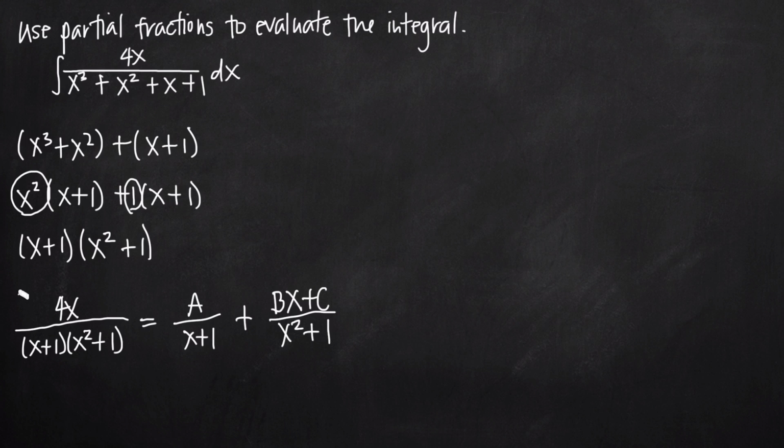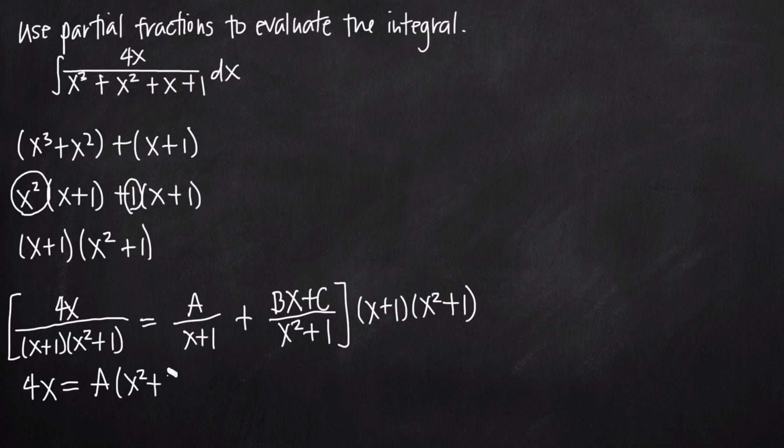Now we're going to multiply both sides of this equation, this entire equation, by the denominator from the left-hand side. So we're going to multiply by x plus 1 by x squared plus 1. So both sides get multiplied by the denominator from the left, and that's going to cancel completely the denominator on the left-hand side, and we're just going to be left with the numerator 4x. Then that's going to be equal to, here when we multiply this whole denominator by A over x plus 1, the x plus 1 terms will cancel, and we'll just be left with A times x squared plus 1.